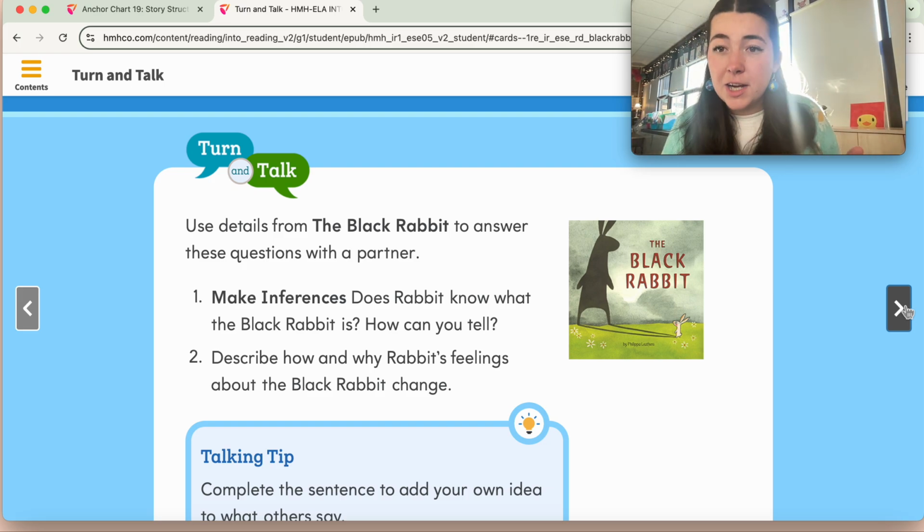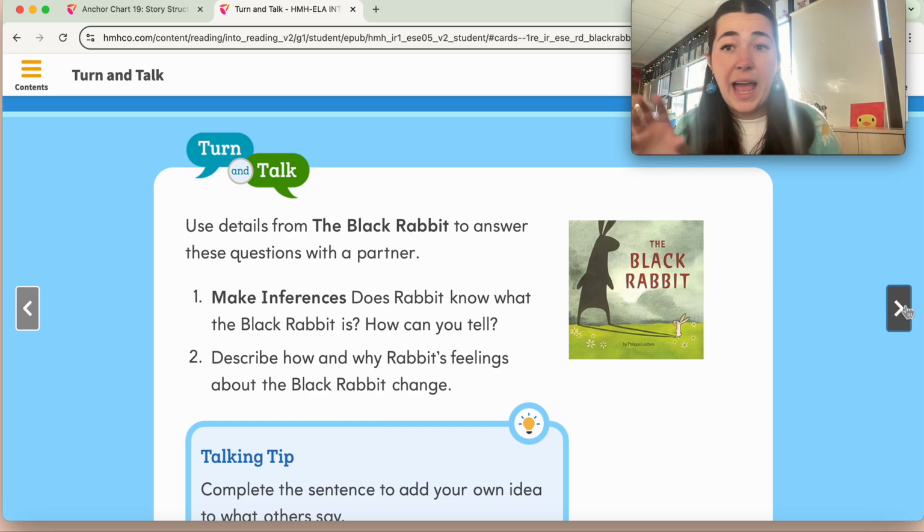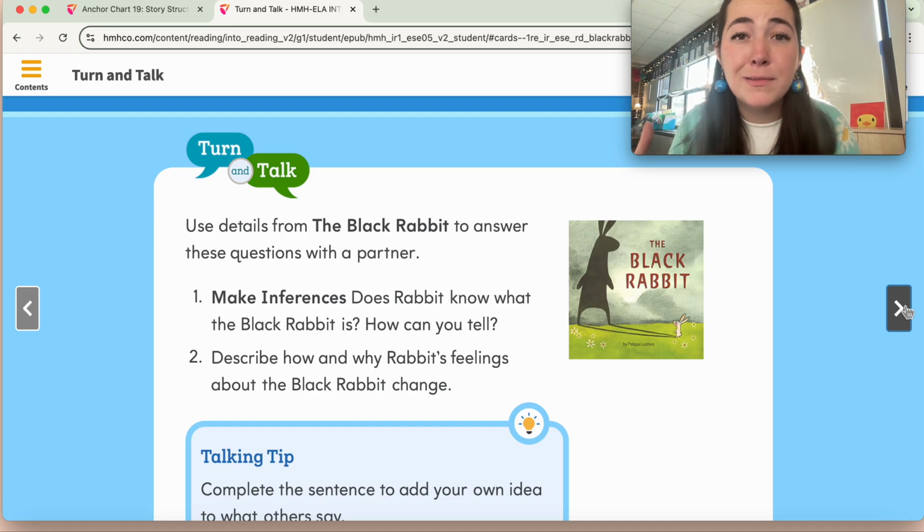Our Emerald page talks about beginning, middle, and end of our story. And as we were reading, we really talked about the beginning, the middle, and the end. At the beginning of our story, at the bottom of our roller coaster, Rabbit encountered the black rabbit for the first time and was scared of him. He didn't know what to do with him. He got really scared of the black rabbit, and that was his problem at the beginning.